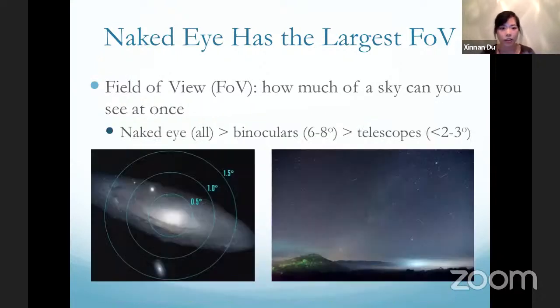Coming back to the field of view concept, of course, our naked eye can see almost everything at once: 180 degrees vertically and about 135 degrees horizontally. But for binoculars, the patch of sky that we're able to see is only about 6 to 8 degrees. And telescopes can see even smaller areas, typically below 2 degrees. So it all depends on what you want to see. For example, if you want to catch a meteor, the naked eye would definitely be the best to use because you don't know where a meteor would be coming from.